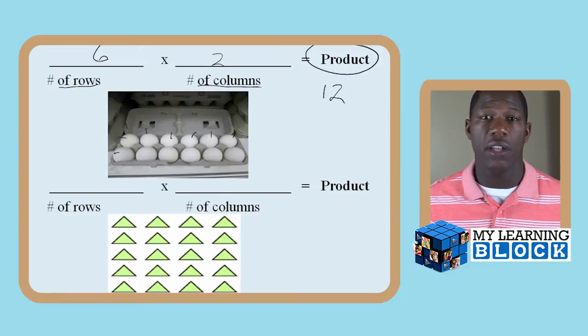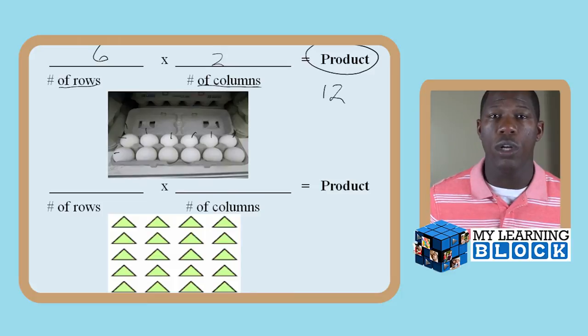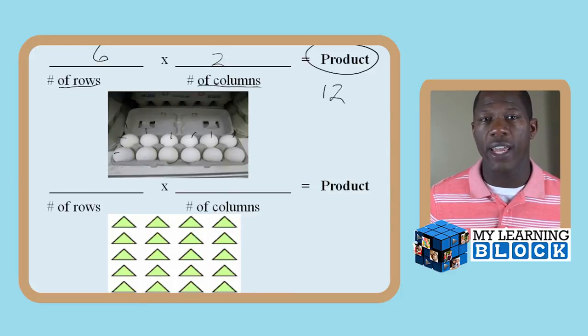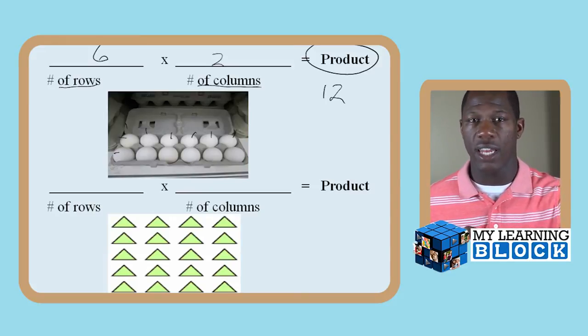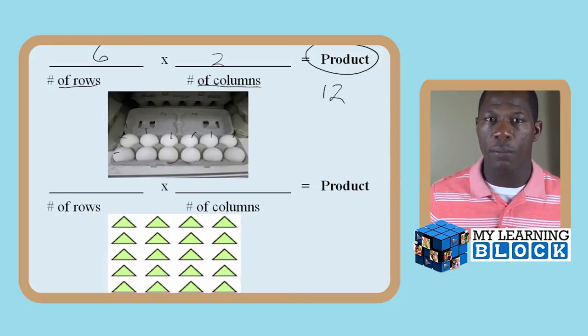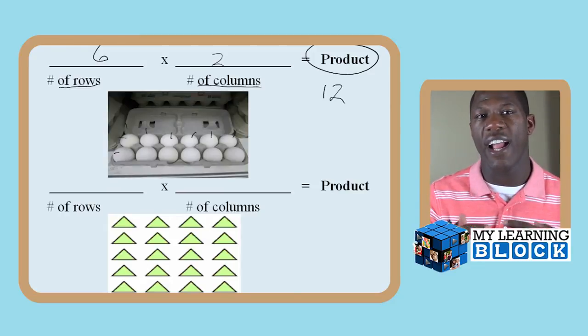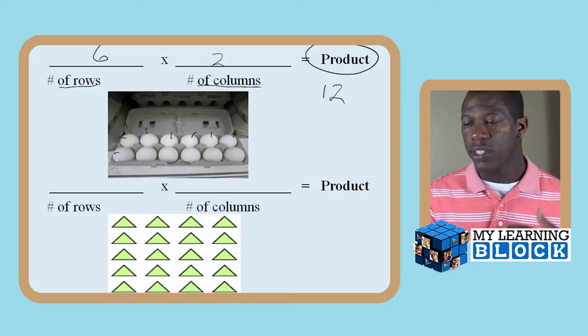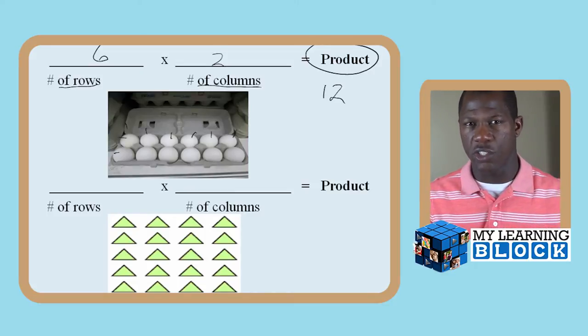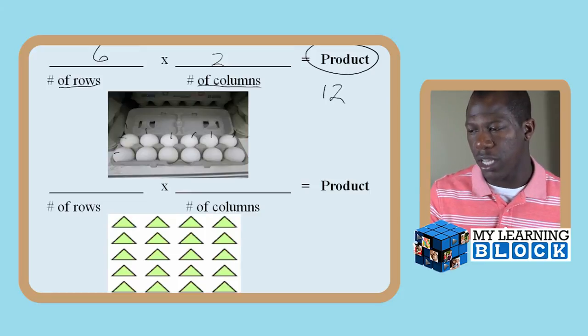Please allow your child the opportunity to count. One-to-one correspondence is very important. They need to be able to touch: 1, 2, 3, 4, 5, 6, 7, 8, 9, 10, 11, 12. That's important for them because they can put their hands on it, especially for those kinesthetic learners that have to touch something.